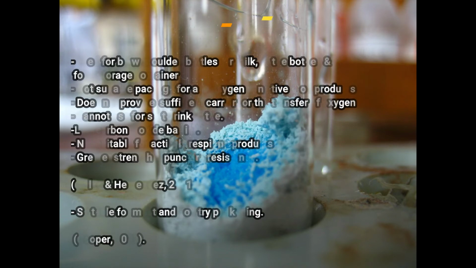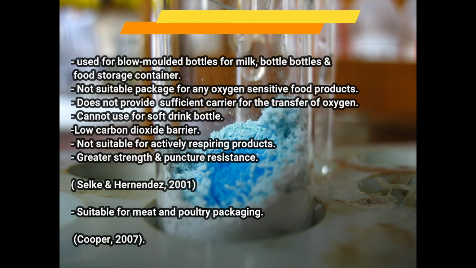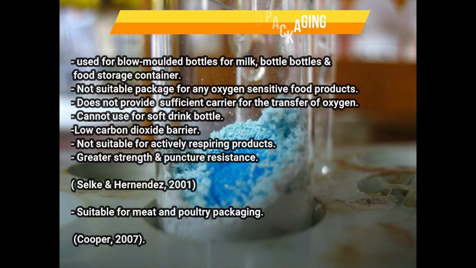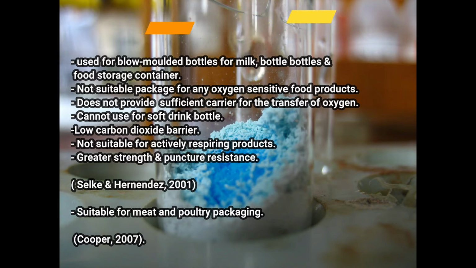HDPE is widely used for blow molded bottles for milk, water bottles, and in food storage containers. It is not a suitable package for many oxygen-sensitive food products because HDPE does not provide a sufficient barrier to the transfer of oxygen. It cannot be used for soft drink bottles because HDPE has a low carbon dioxide barrier. HDPE is also not suitable for actively respiring products. However, HDPE is suitable for meat and poultry packaging because it has greater strength and puncture resistance.